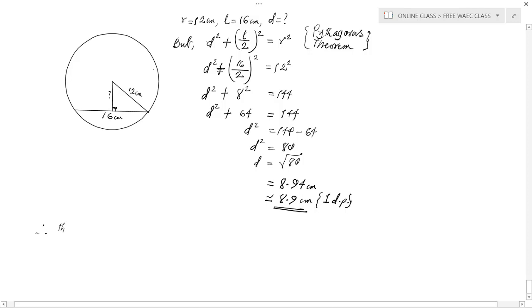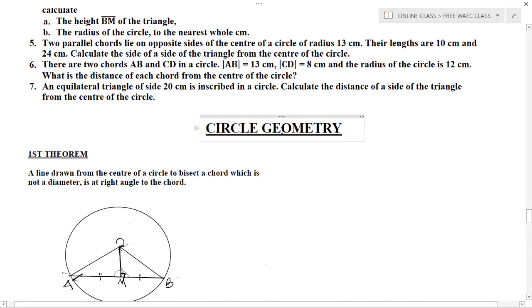We now say therefore the distance of the chord from the center of the circle is 8.9 centimeter. That's number 3. Number 4.